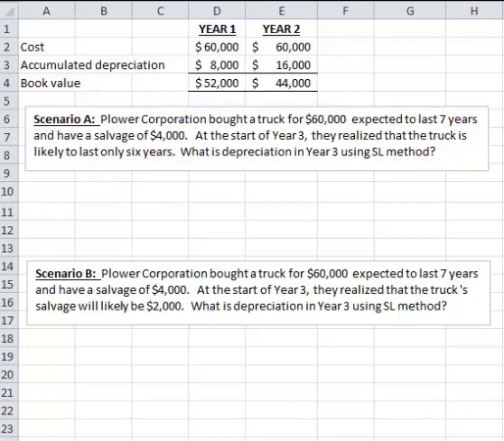And they depreciated it for 2 years using the straight line method, and you can reconstruct that by taking your $60,000 minus your $4,000 and dividing it by 7 and see that it's $8,000 in year 1 and $8,000 in year 2, so that accumulates to $16,000 accumulated depreciation by year 2.